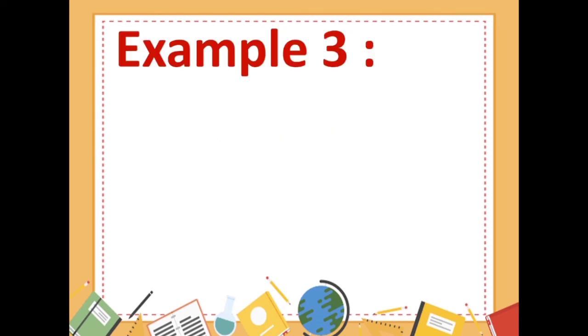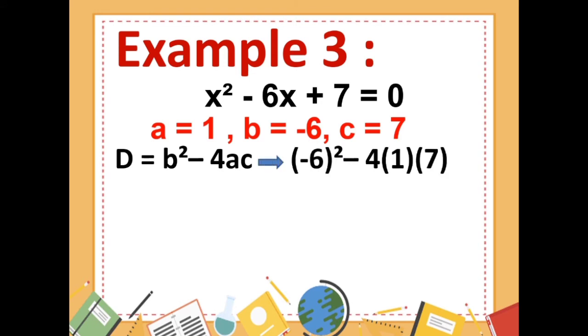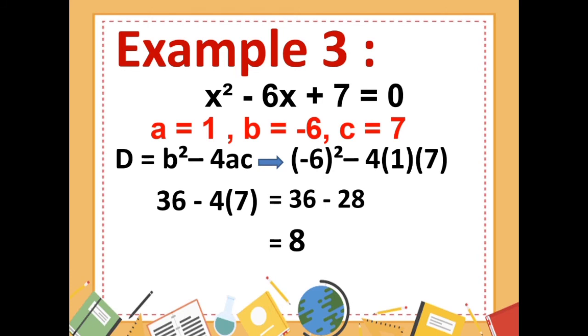Example number 3. x squared minus 6x plus 7 is equal to 0. In the equation, the values of a, b, and c are 1, negative 6, and 7 respectively. D is equal to b squared minus 4ac. Negative 6 squared minus 4 times 1 times 7. Negative 6 squared is equal to 36. Minus 4 times 1 times 7 is equal to 28. 36 minus 28 is equal to 8.